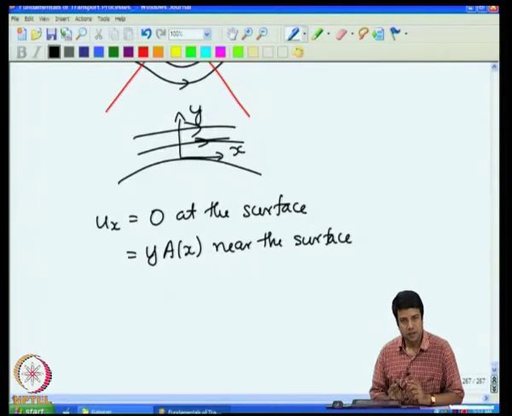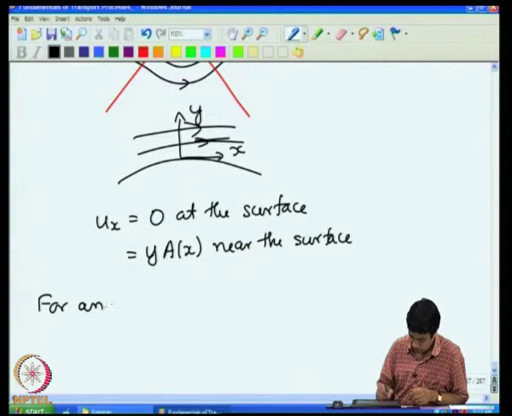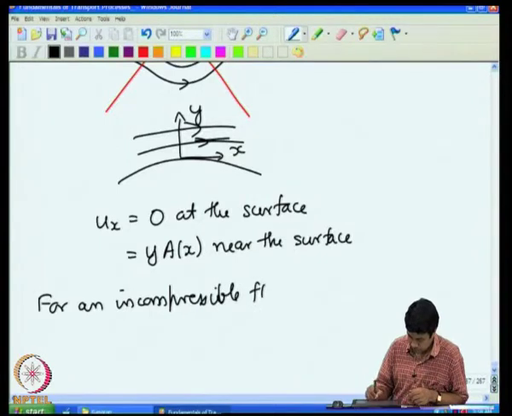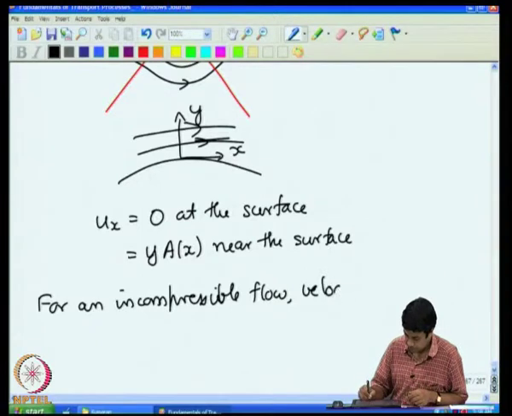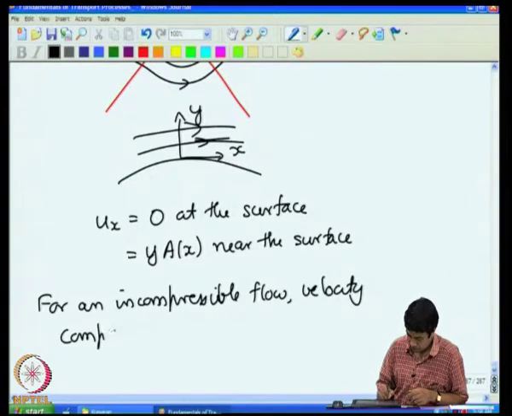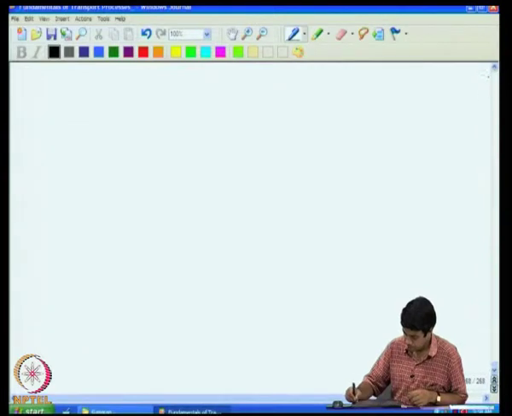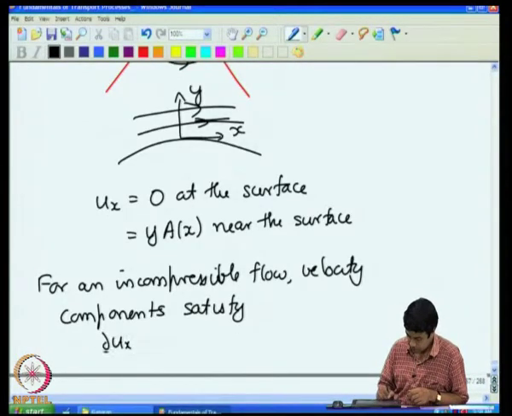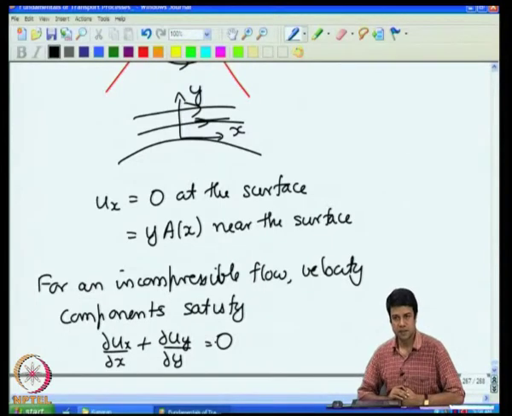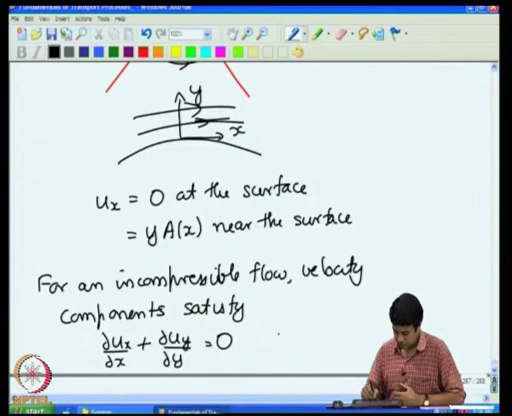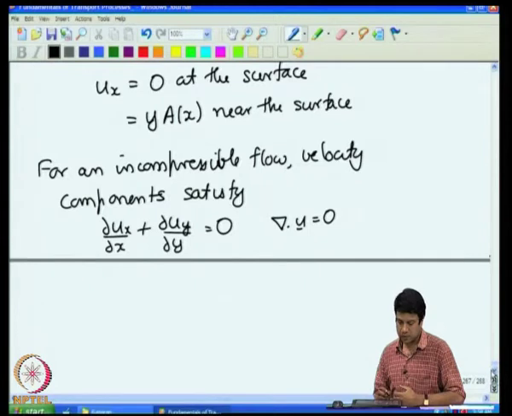Now, for an incompressible flow, the velocity components satisfy the equation of the form dux by dx plus duy by dy is equal to 0. This once again is outside the scope of the present lectures, but we will assume that this is given. This is equivalent to saying del dot u is equal to 0, at the surface itself. dux by dx plus duy by dy has to be equal to 0.